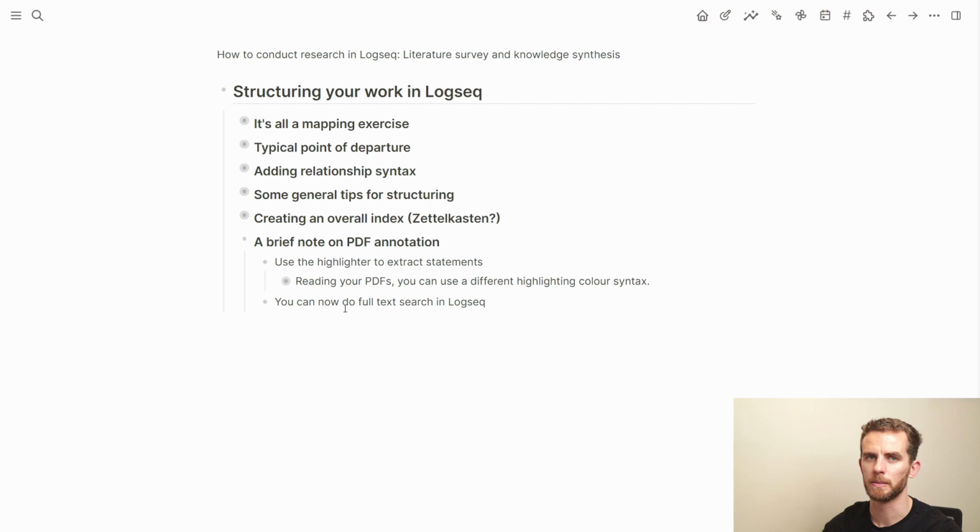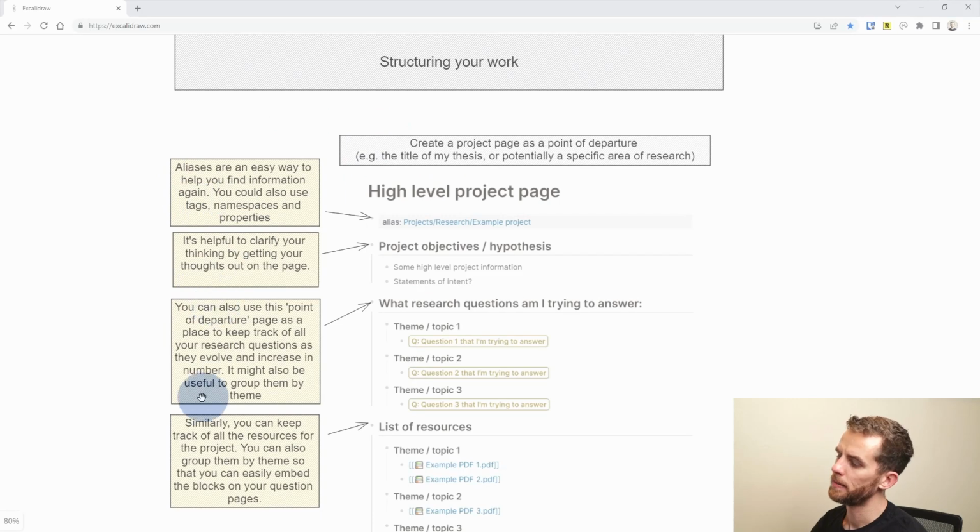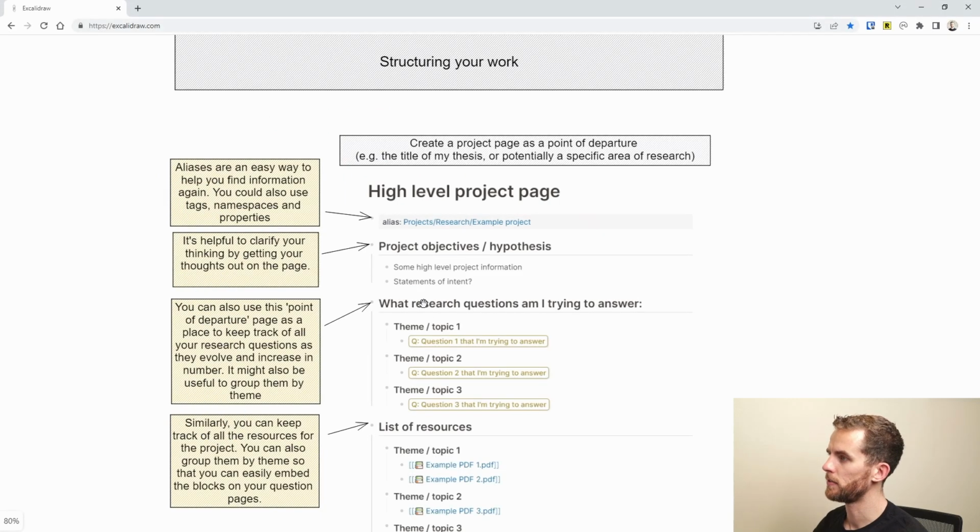It's a recent development and very useful for researchers, I imagine. So let's go have a look at this on Excalidraw. I'm not going to have a look at it in Logseq because it gets a little bit messy. So these points here will be available in the Excalidraw file if you want them. I'm not going to go through them too much here.